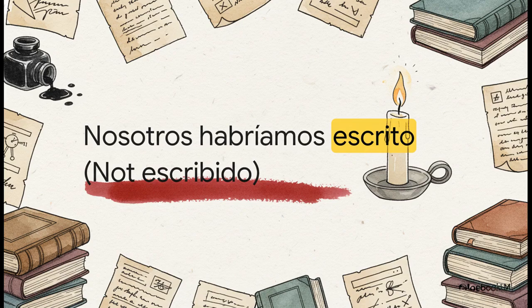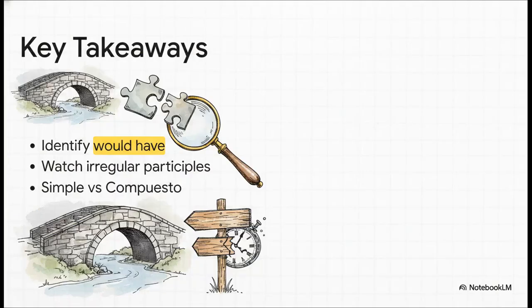Nosotros habríamos escrito. Let's bring it all together and summarize our key takeaways from today's explainer. First, remember the English bridge. Whenever you want to say would have, instantly trigger the conditional compuesto in your brain. Second, keep a close eye out for those tricky irregular participles like hecho, dicho, and escrito. And third, please don't confuse this with the simple conditional. Saying iría a la fiesta means I would go. That's a future possibility. But habría ido a la fiesta means I would have gone. That is a past impossibility, a real regret.